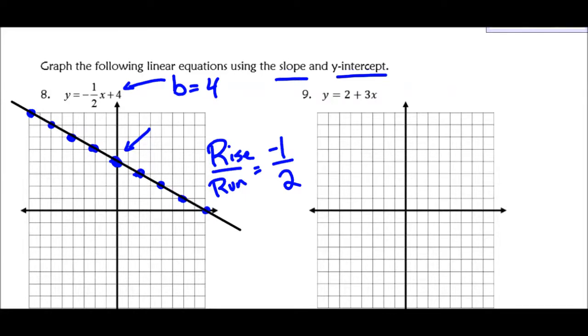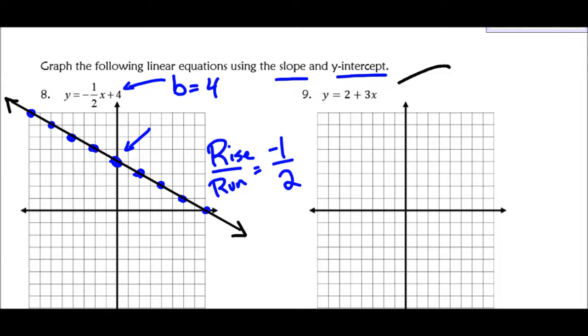And actually, we want to put arrows on the end of this to show that that goes on forever in both directions. Start with your y-intercept, and then just count out your rise and run. It's the exact same thing we're going to do on this next one.